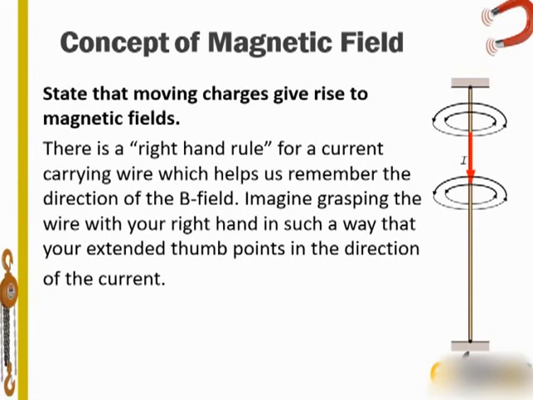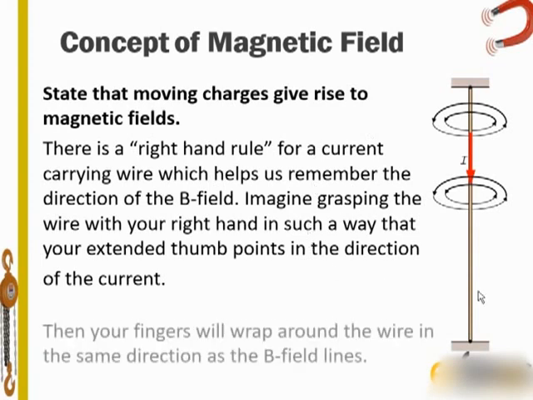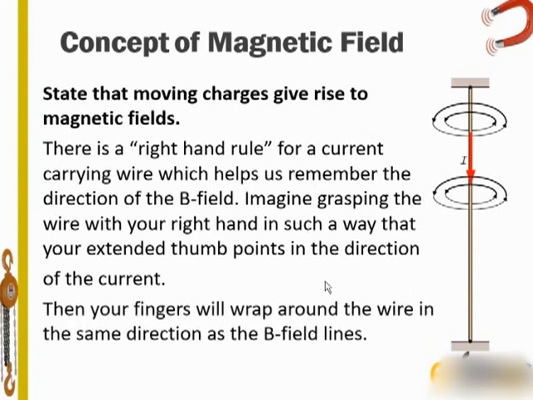Now, if you apply the right-hand rule for a current carrying wire, then it's quite easy to remember, because this will help us to remember the direction of the B field or the magnetic field. So imagine that you're grasping the wire with your right hand in the same way that it's done in the diagram here on the right hand side.